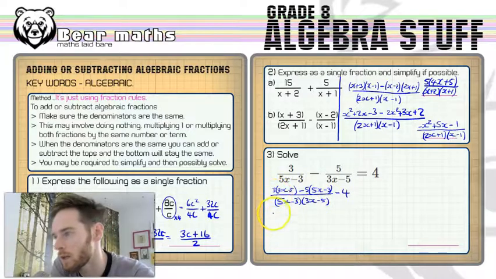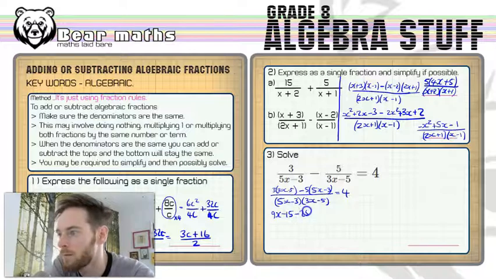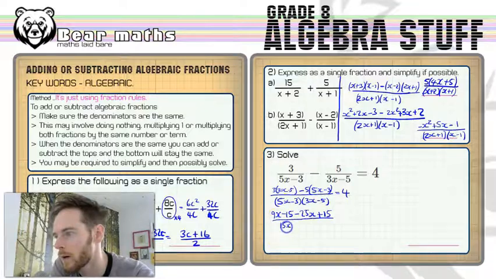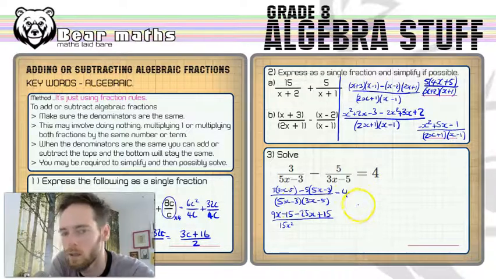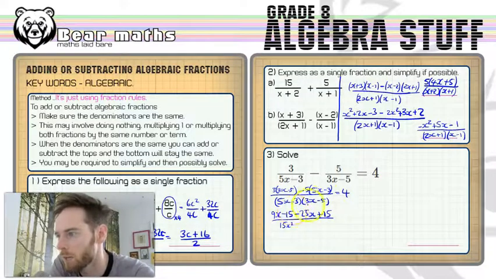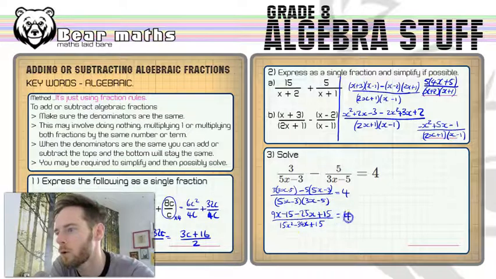Right, so that's going to give us 9x minus 15. Minus 25x plus 15, because two negatives will make a positive when you multiply them together, all over, and I'm going to multiply this out as well, so that's going to be 15x squared. Could use your double bracket method grid again, you know what I'm talking about. 15x squared minus 9x minus 25x minus 34x, and then plus 15. Okay, all of that equals 4.